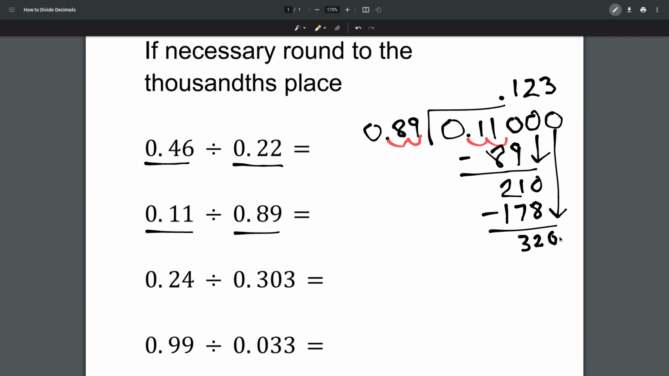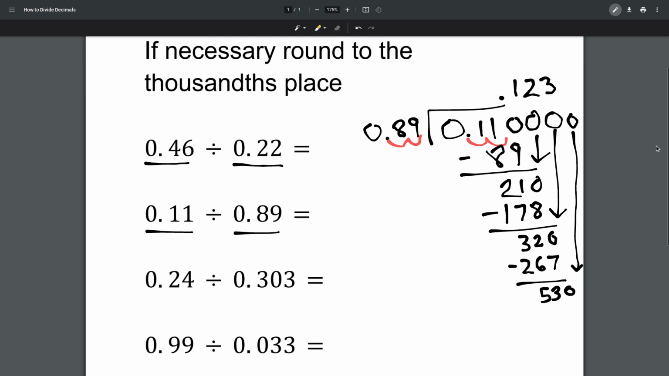Okay, so 3 times 89. 3 times 80 is 240, plus 3 times 9 is 27, so 240 plus 27 is 267. 320 minus 267 is going to be 53. So add one more zero, bring it down. So we got 530.